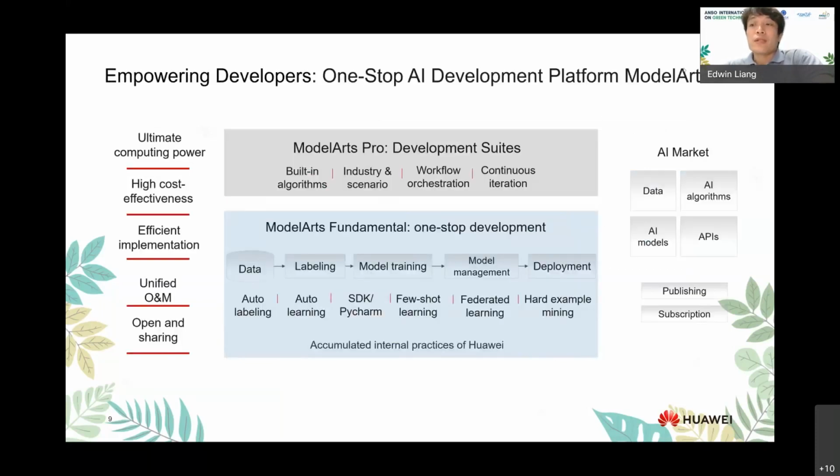And ModelArts is our one-stop AI development platform, which can be used by AI developers of all different levels. It has five main features, which are ultimate computing power, high cost effectiveness, efficient implementation, unified operation and maintenance, open and sharing.